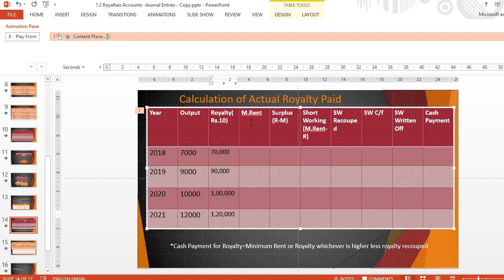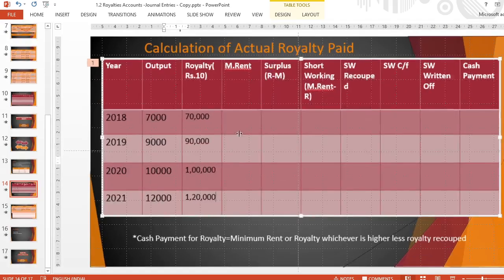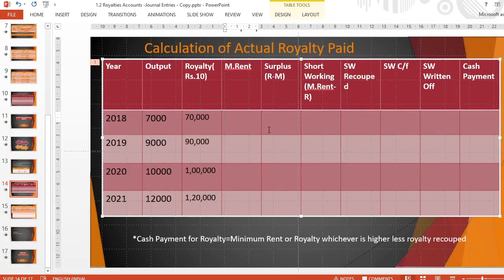After that, minimum rent. They have specified minimum rent is fixed for all the years. So minimum rent as stated in the problem, it's 1 lakh. So which is common for all the years. So 1 lakh for the year 2018, 1 lakh for 2019, and 1 lakh rupees, same thing for 2020 and 2021. I'll record the same thing. So here 1 lakh and here again it's 1 lakh. Then we need to calculate this surplus or short workings.